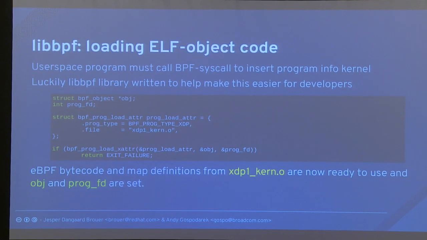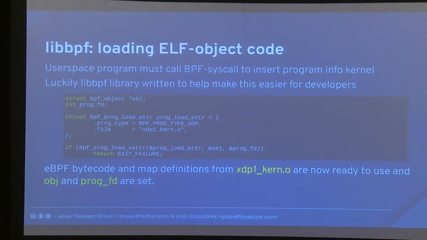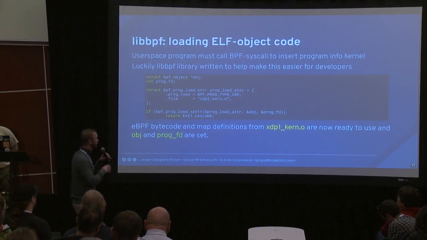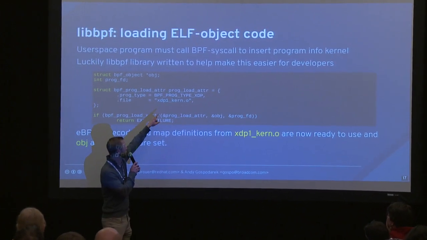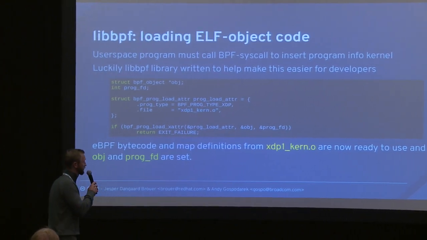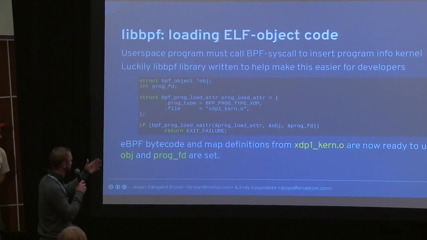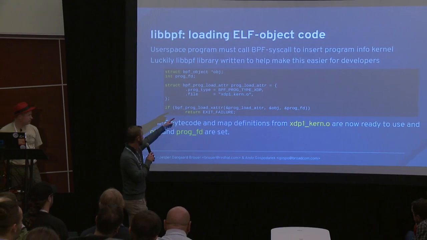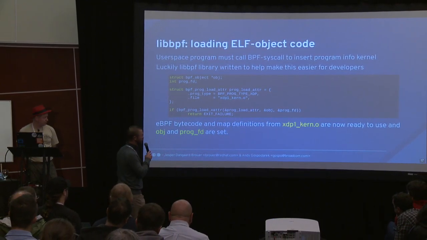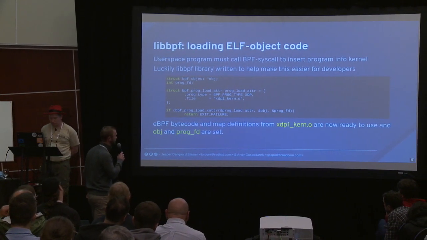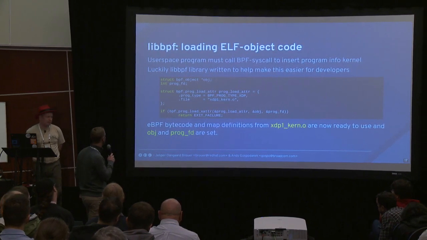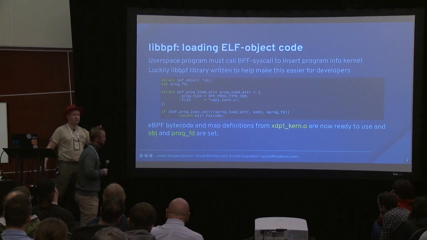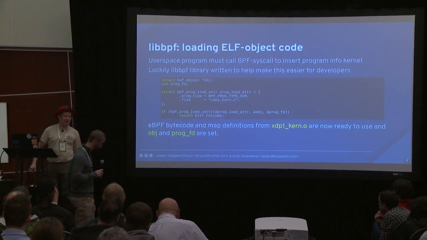As you remember from our example earlier, the BPF code is actually in these underscore kern.c and object files .o. Here you can see we've got a file, our pre-compiled BPF program, xdp1_kern.o. We specify that the type is XDP, and then we literally just call this function, this part of libbpf that loads it for us. The return we get back is a pointer to the object and a file descriptor that are ready for us to use. Yeah, so the handle is a file descriptor, as we've always known it from Unix. This is our handle to the program.